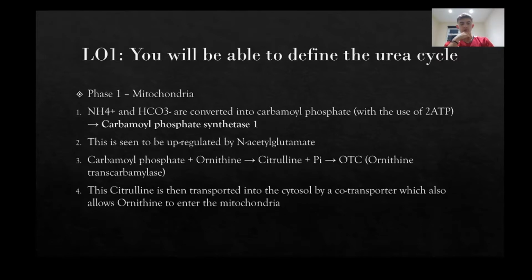Then we have this carbamoyl phosphate combining with ornithine. Sometimes the urea cycle is called the ornithine cycle because this is recycled, which makes citrulline plus a phosphate, and this is done by OTC, ornithine transcarbamylase. We can have a deficiency in OTC where the body doesn't have that enzyme, and when we eat meat, we can have serious side effects on the body, such as the brain damage that we talked about. This citrulline is then transported into the cytosol by a co-transporter, which at the same time allows ornithine to enter the mitochondria as citrulline leaves. So we've got this constant inflow.